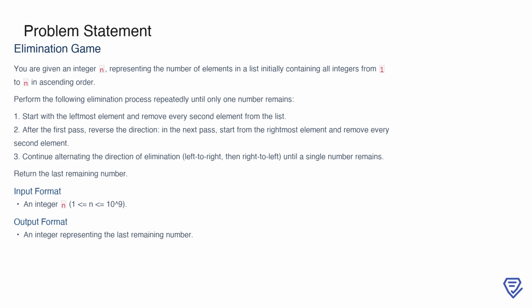In the next pass, we start from the rightmost element and again remove every second element. This alternating pattern of elimination, left to right and then right to left, continues until we are left with just one number. The task is to determine and return this last remaining number. The input is an integer n where n ranges from 1 to 10 to the power of 9, and the output is a single integer representing the last number left in the list.